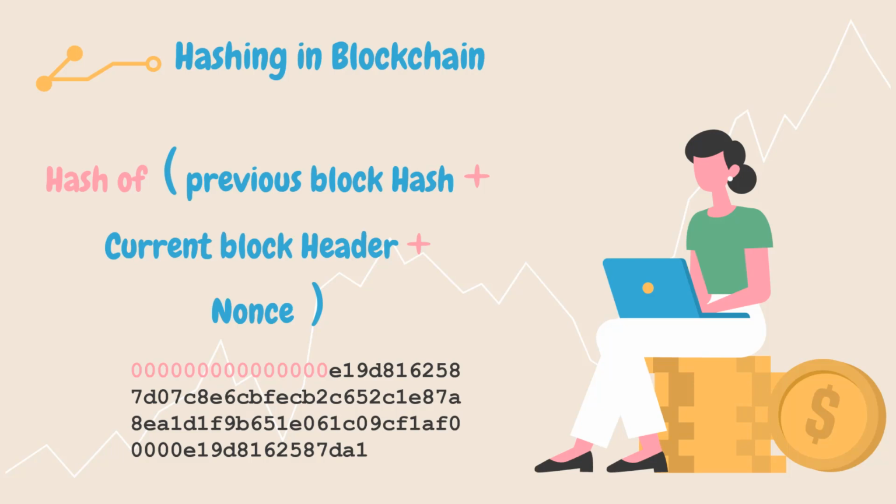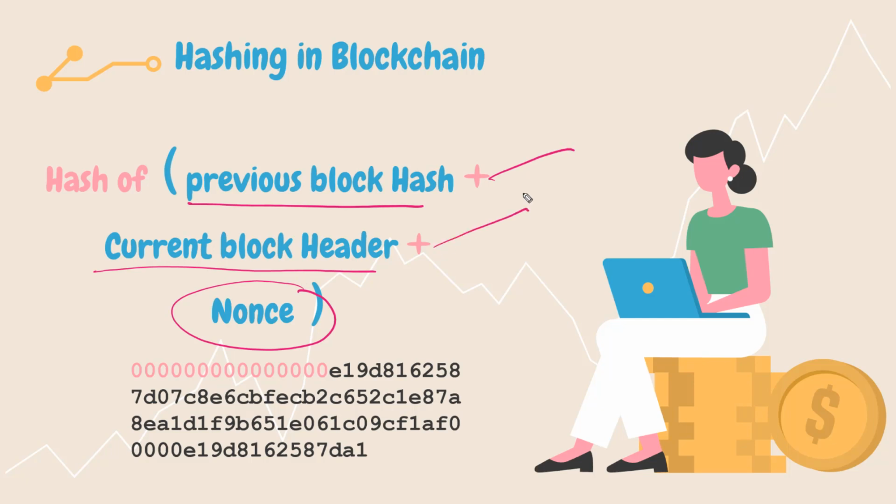So the miners in general take the previous block hash, combine it with the current block header, and add a random value which we call a nonce, number used once. In Bitcoin, it's a 32-bit value. Our previous block hash and the current block header are not going to change. So if you run a hash on it at any time, because of the deterministic nature of the hash, you're always going to get the same value.